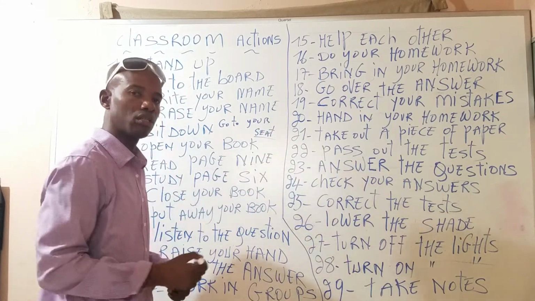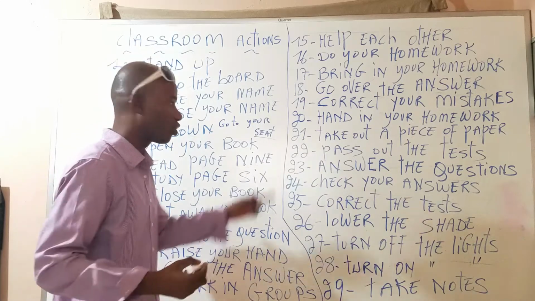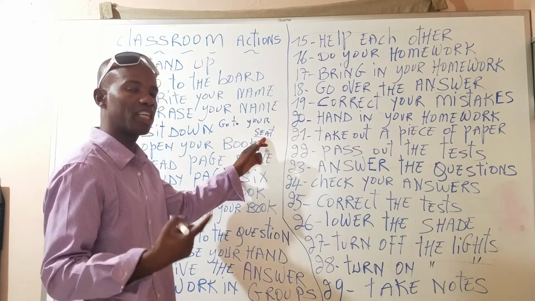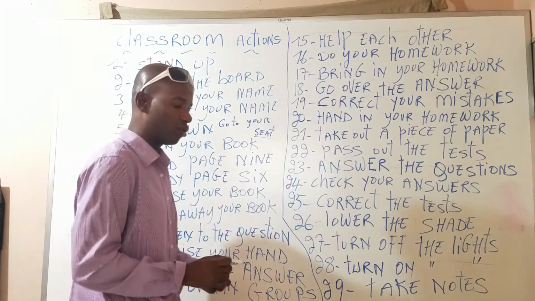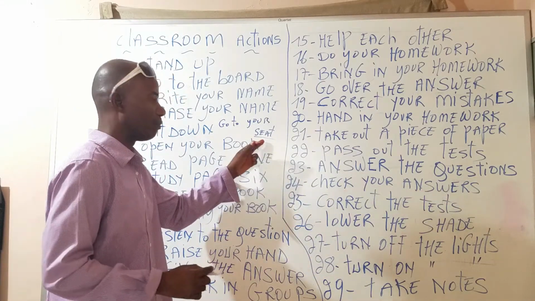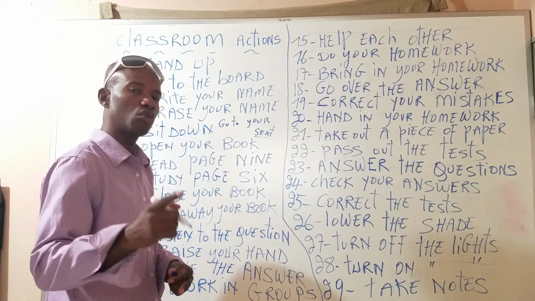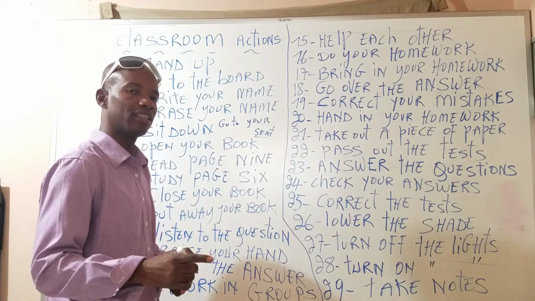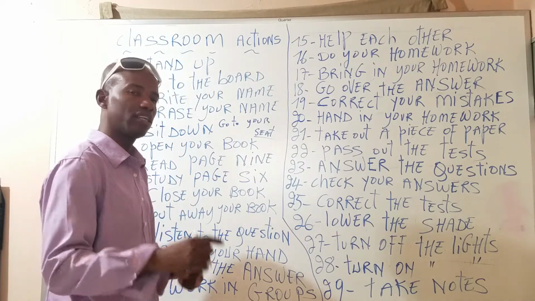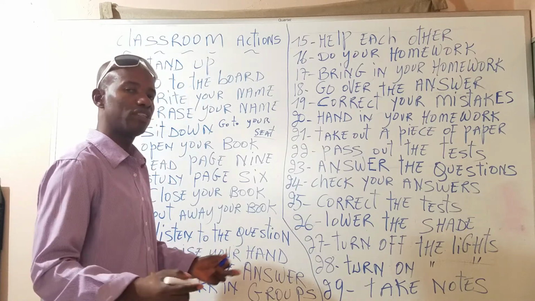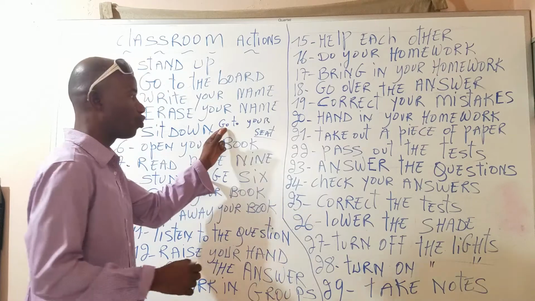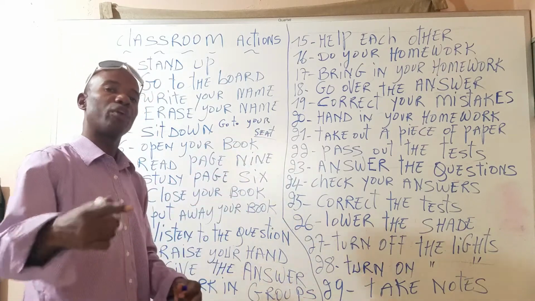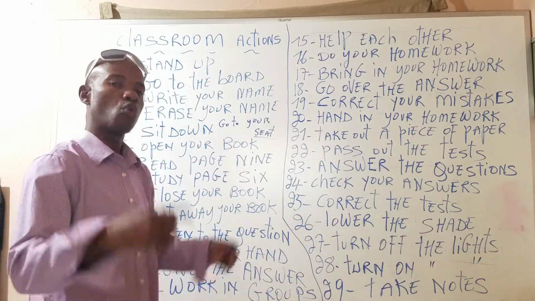Go to your seat. Seat is the place where you sit down. Sometimes they use it like a chair. But chair is the thing that you sit on. Okay? But if I say go to your seat, go to the place where you sit down. Chair is something else. Seat is the place. Chair is where you sit down. Go to your seat. Where are you going to sit down? That's the place where you're going to sit.